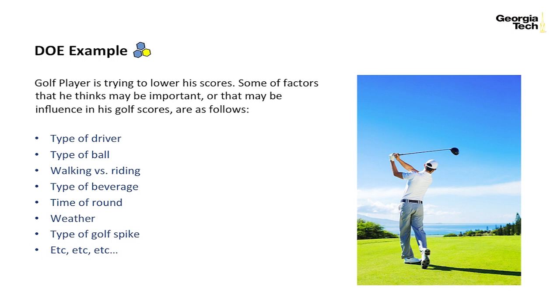Let me start with a toy example from real life for golf players. Let's say a golf player is trying to lower his score as much as possible, so the lower the better. Some of the factors that he thinks might be important are listed below: type of driver, type of ball, walking versus riding, type of beverage, type of round, time of round, whether it's rainy or sunny, and type of golf spike. Some of them are controllable, some of them are not. For example, you can control the type of driver, type of ball, walking versus riding, or type of beverage, but you cannot control weather. So these are X's, the weather is like Z, and we want to minimize Y, which is the score of a golf game.